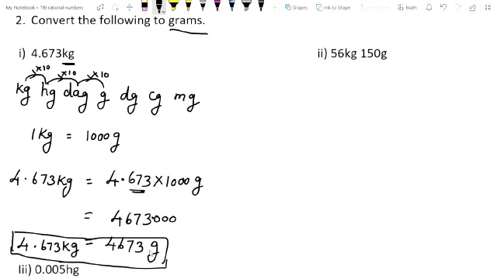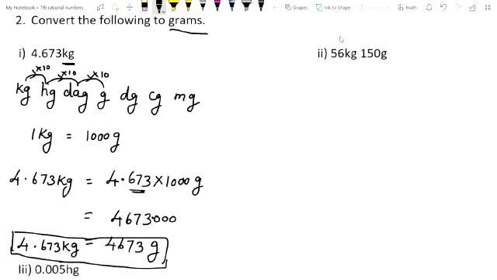You understand, children? I repeat this. We are going to convert kilogram into grams. So larger to smaller we need to multiply. So 3 steps we are moving. So 1 kilogram equal to 1000 gram. So I'll multiply with 1000. What you are getting? 4,673 gram.